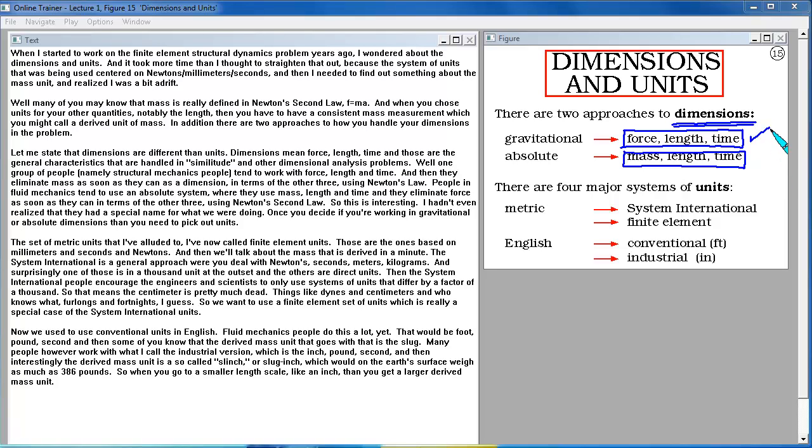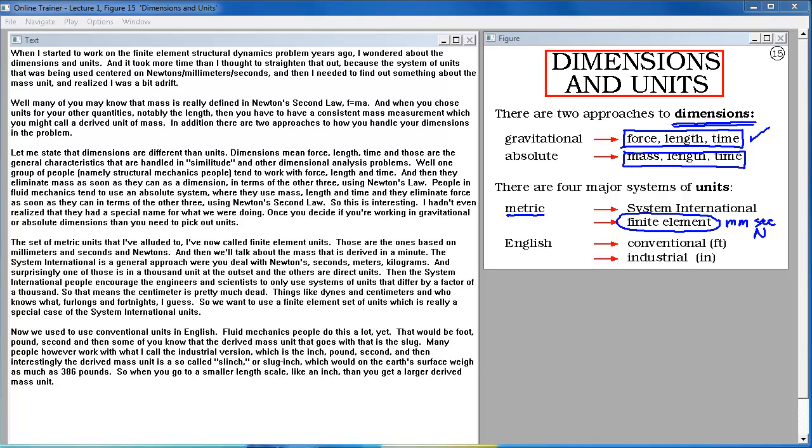Once you decide if you're working in gravitational or absolute dimensions, then you need to pick out units. The set of metric units that I've alluded to, I've now called finite element units. Those are the ones based on millimeters and seconds and newtons. And then we'll talk about the mass that is derived in a minute.